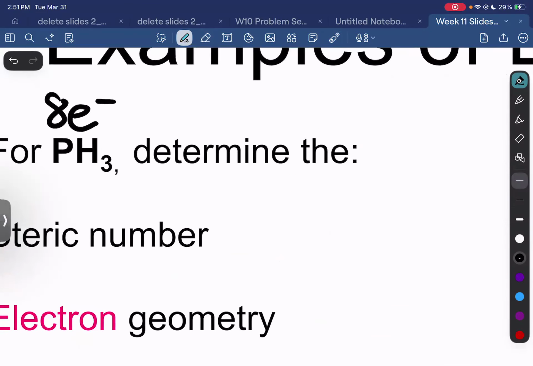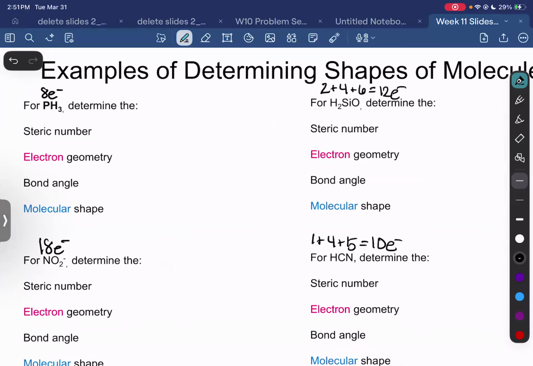So PH3 has 8 valence electrons. Phosphorus goes in the middle because it forms the most number of bonds. Now I've used 2, 4, 6 electrons. That leaves me with 2 to give me a total, once I put them on there, of 8 electrons. So I check 2, 4, 6, 8. Yes, I used them all. This is the correct Lewis structure for that.